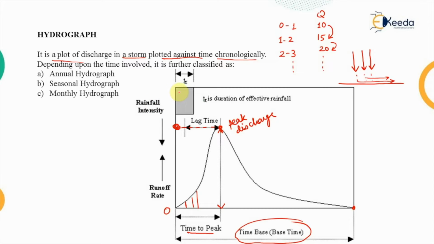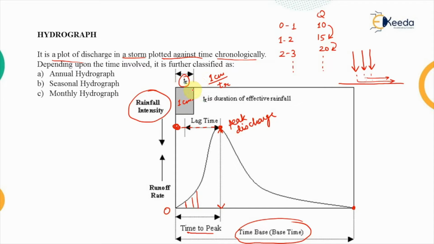Correspondingly, we have this graph here that represents the rainfall intensity. We know that the effective rainfall we are considering is usually 1 centimeter, occurring for the TR duration. So the rainfall intensity is usually 1 centimeter divided by the time period, and that will be in centimeter per hour. That represents the rainfall intensity.